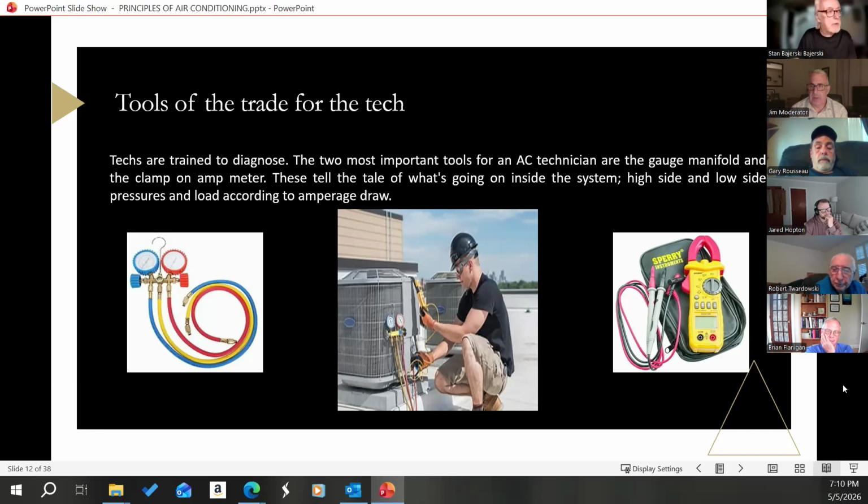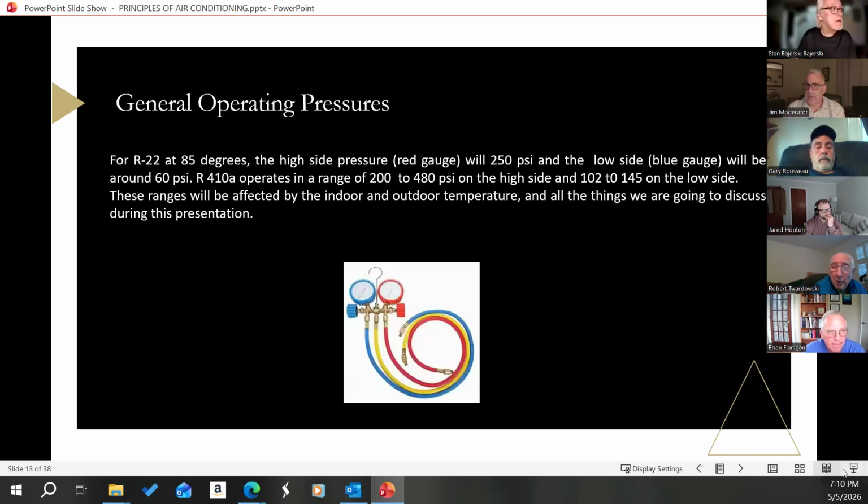You could have pressures out of whack and completely compromise the operation of the system. So you really need to know what's going on inside.